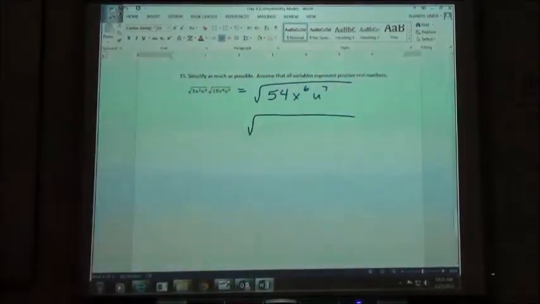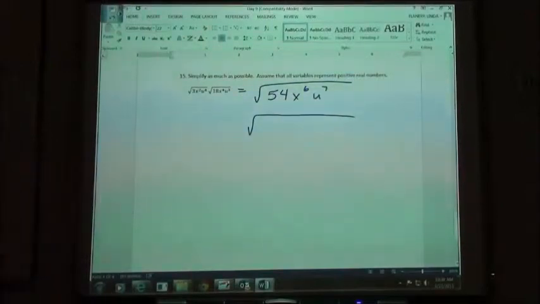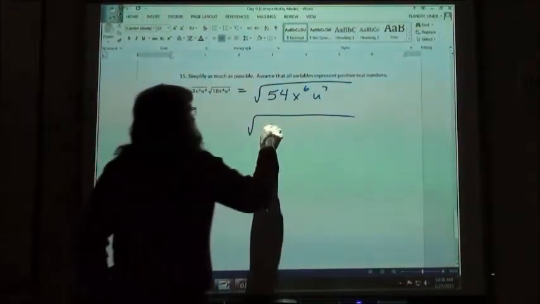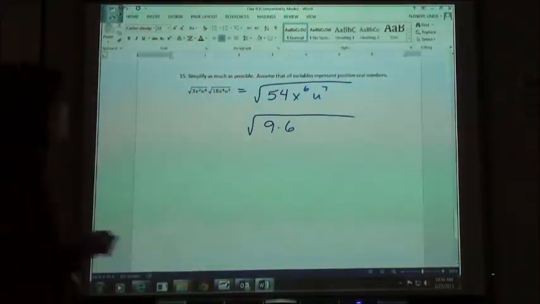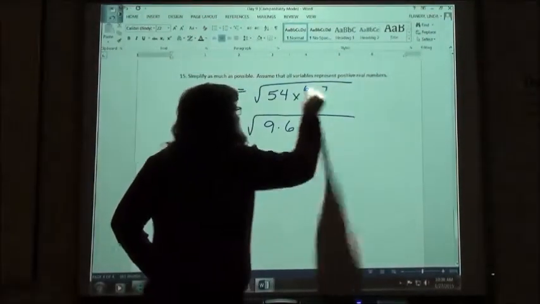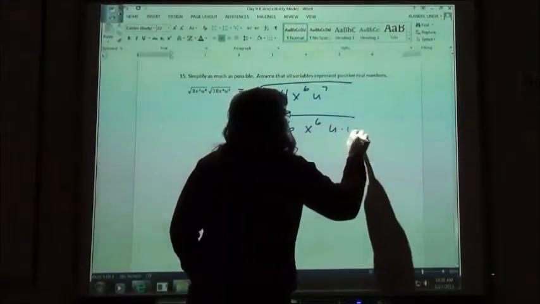54 can be factored into... What number is your perfect square that divides into 54? 9 times 6, right? 9 is a perfect square. So 9 times 6 is the pair of factors you'd want to use for 54. We have an x to the 6th. We're leaving that one alone. We have a u to the 7th, however, that we need to fix. Well, u times u to the 6th.